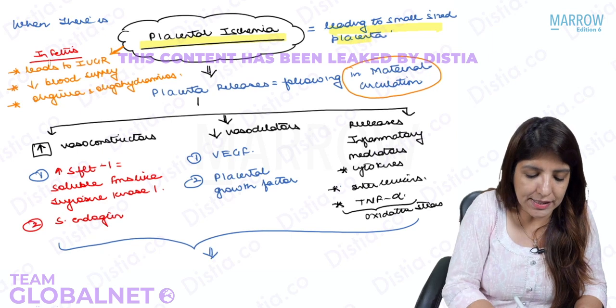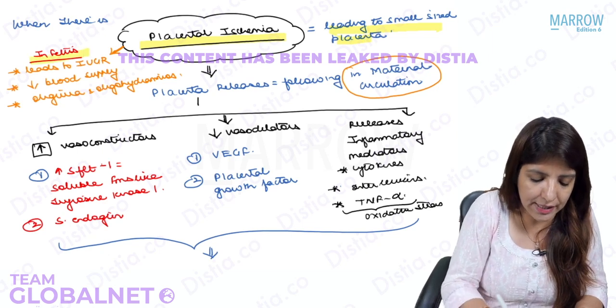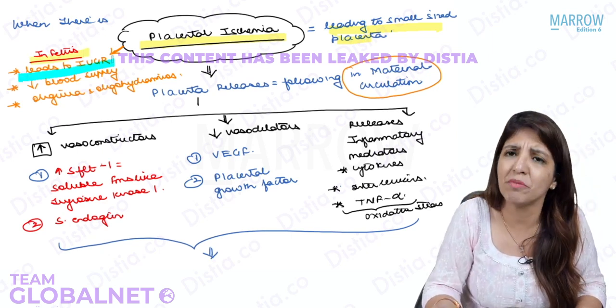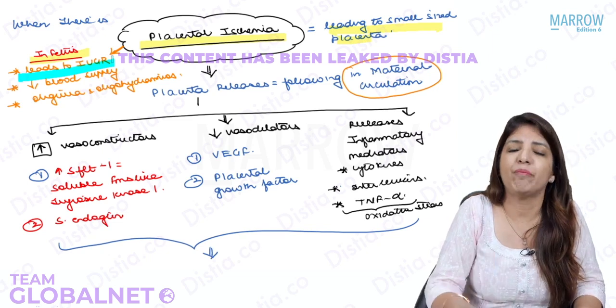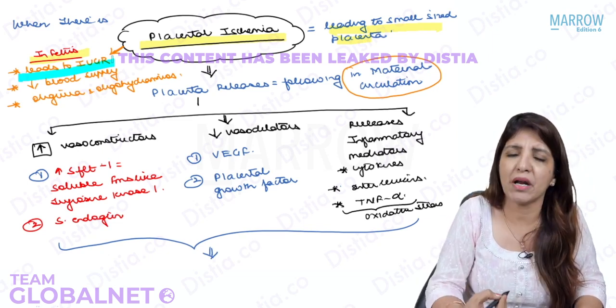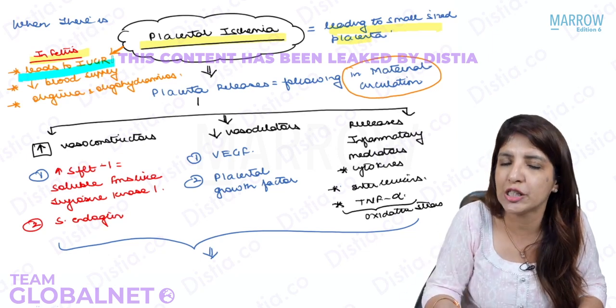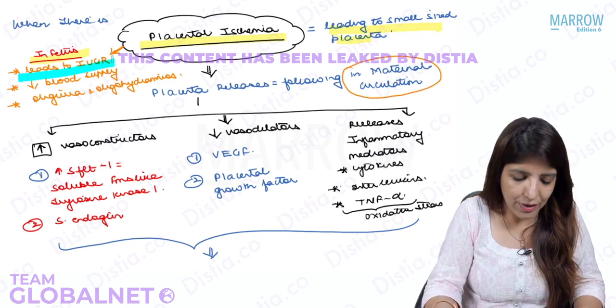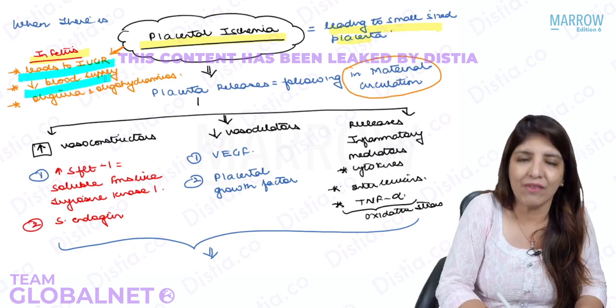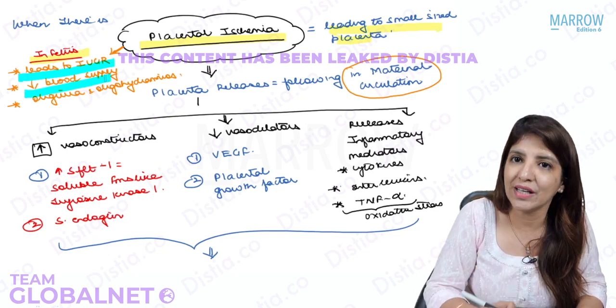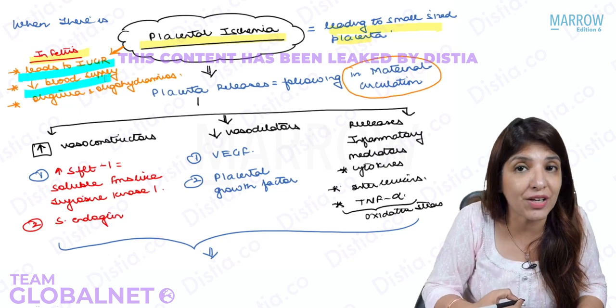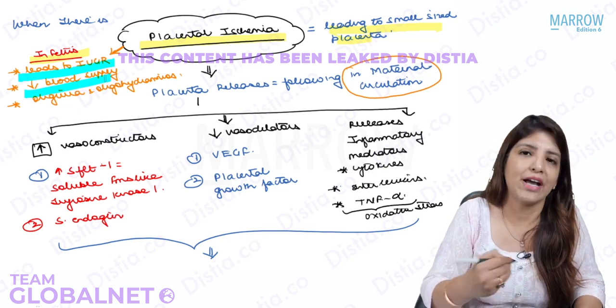Now, placental ischemia in the fetus leads to IUGR. Obviously, common sense tells me that if the placenta is receiving less blood and there is placental ischemia, the amount of blood going to the fetus is going to decrease, right? And if the amount of blood going to the fetus decreases, the growth of the fetus will be decreased, and that is going to lead to IUGR.